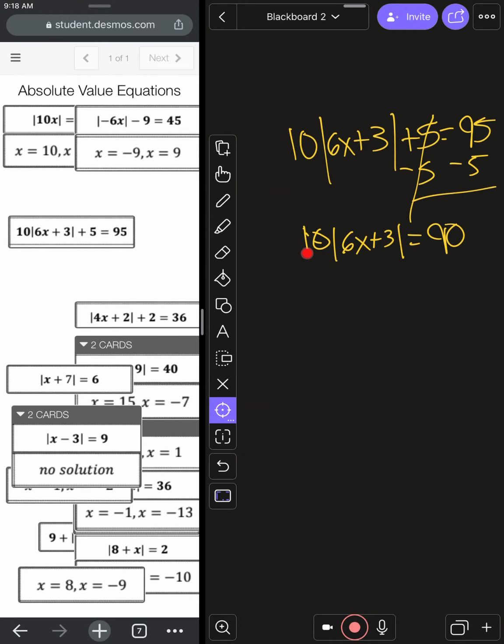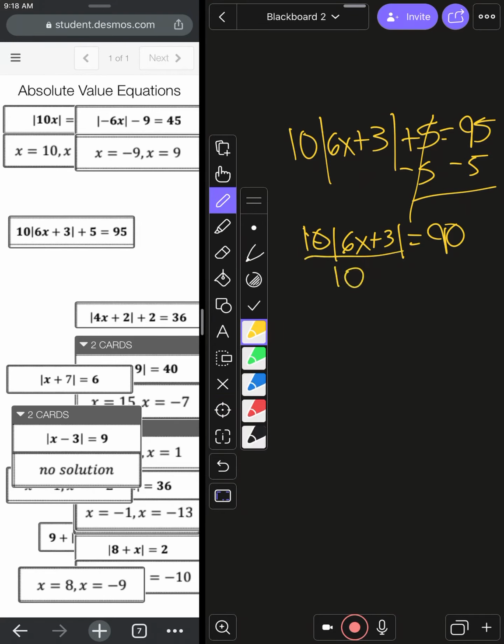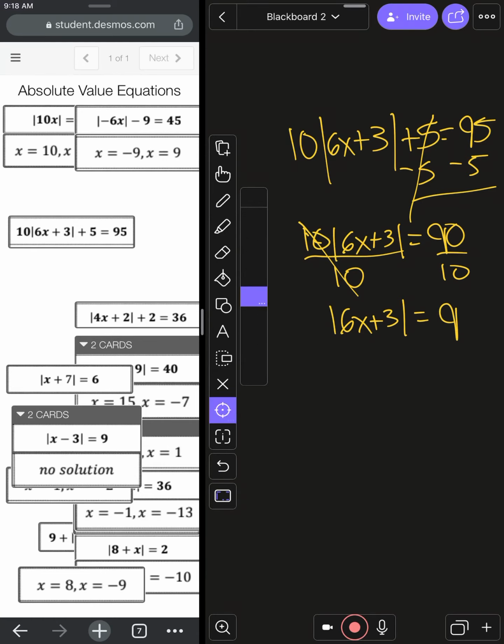And then I'm going to get rid of the 10. I'm multiplying by 10. The opposite of multiplying by 10 is dividing by 10. So I'm going to divide both sides by 10. The 10s cancel out, leaving just the absolute value of 6x plus 3 equals 90 divided by 10, which is 9.